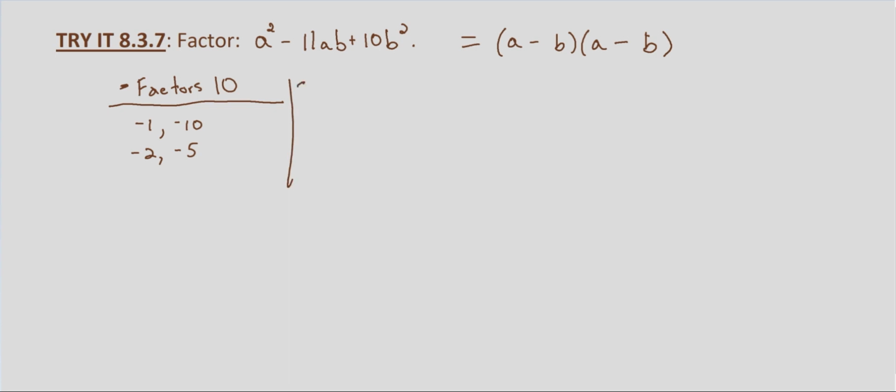We look at the sums, and we get negative 11. Negative 1 plus negative 10 is negative 11, and negative 7. Well, we want negative 11, so we know it's going to be negative 1 and negative 10. So it's going to be a minus 1b and a minus 10b. And that's going to be our factorization.